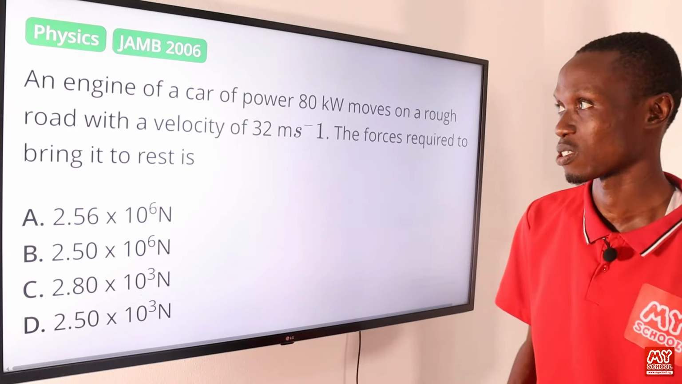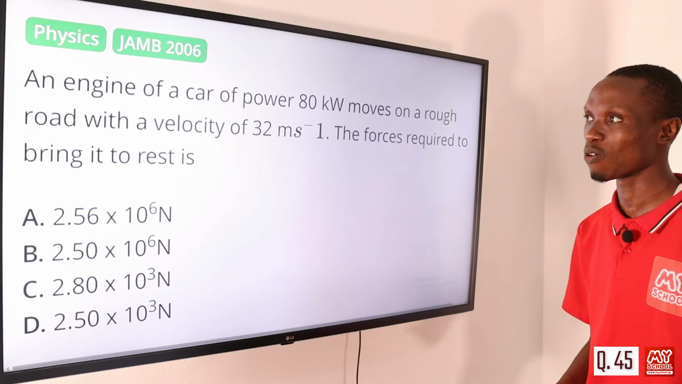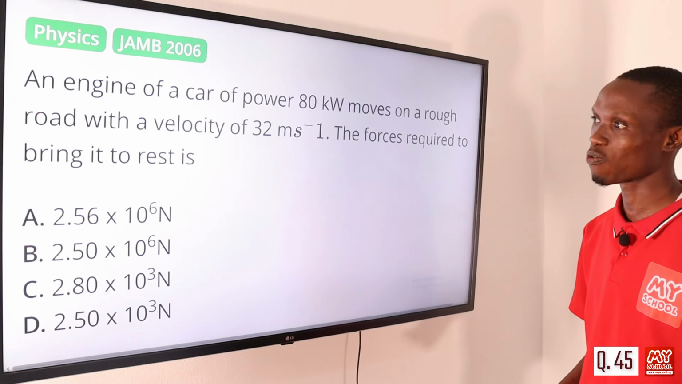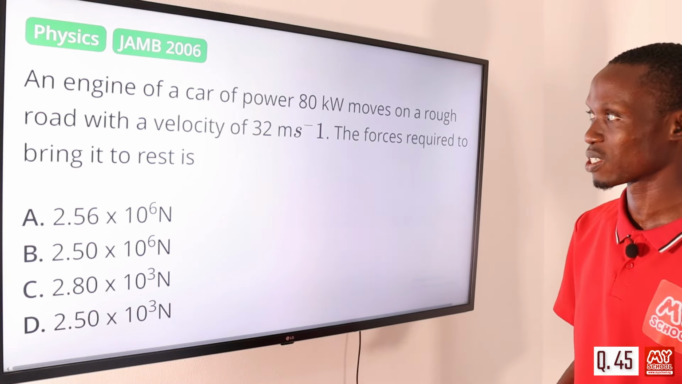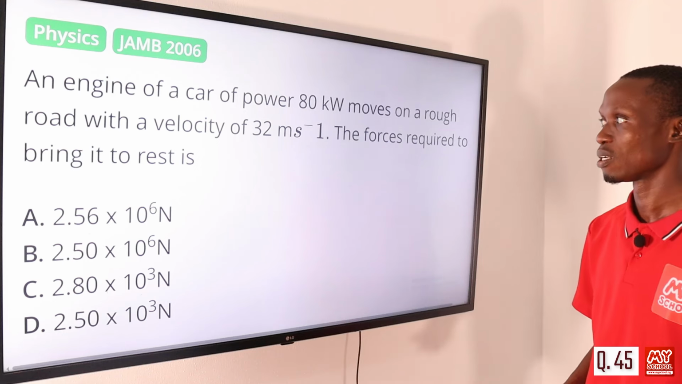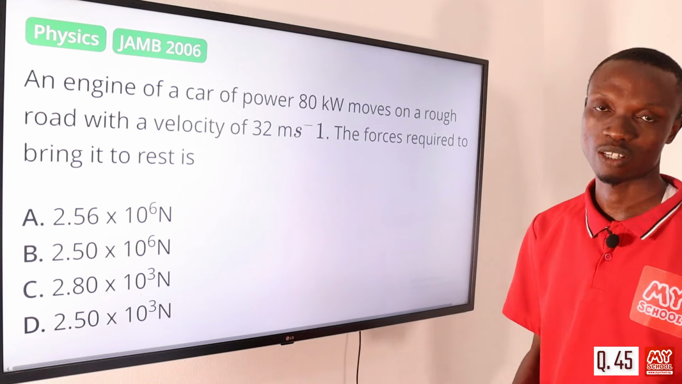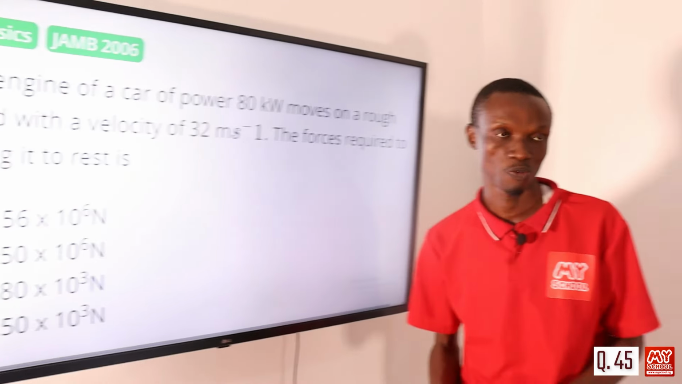Moving on to question 45. An engine of a car of power 80 kilowatts moves on a rough road with a velocity of 32 meters per second. The force required to bring it to rest is... So let's move over to the board to provide an answer to this question.